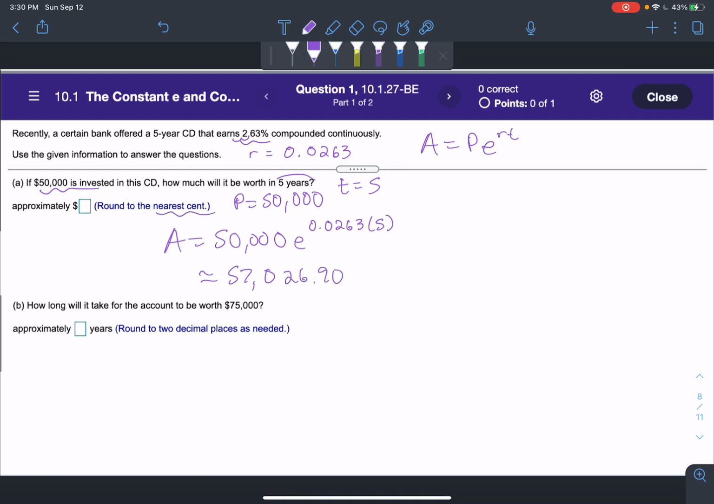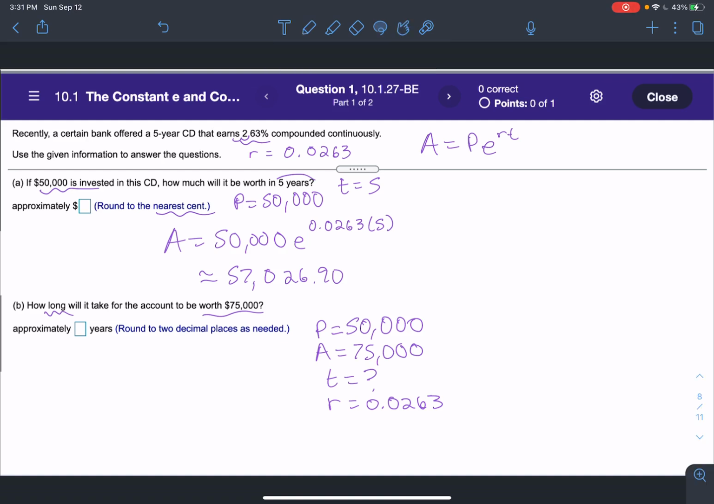For part B, we want to know how long, that sounds like a T question, right? How long will it take for the account to be worth 75,000? Okay, so we can use the 50,000 from above, because it's a continuation of it. So this was the amount that we originally put in, 50,000. We now know, or want to know, when A is equal to 75,000, our worth after T amount of years. That's what we're solving for. And again, we can use the rate from above, so that's 0.0263. So let me plug that into my formula.